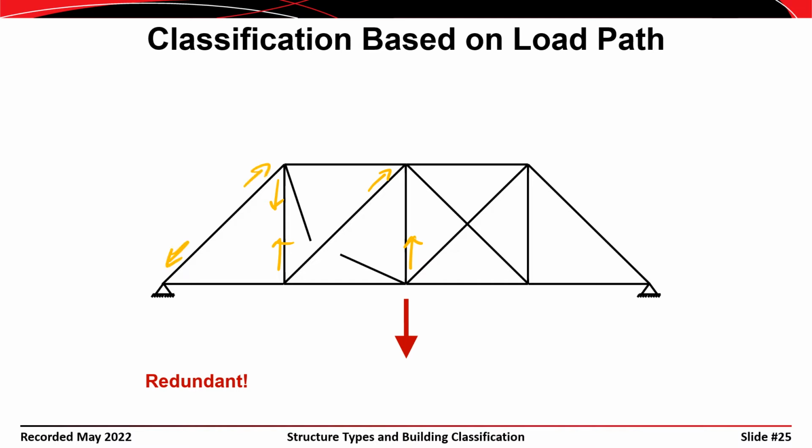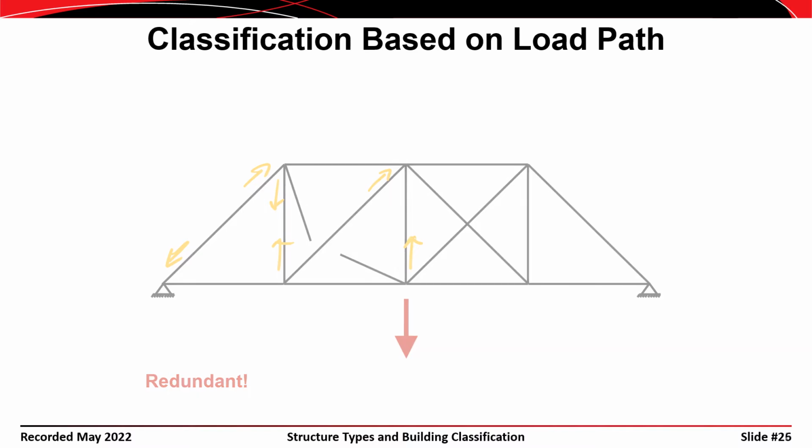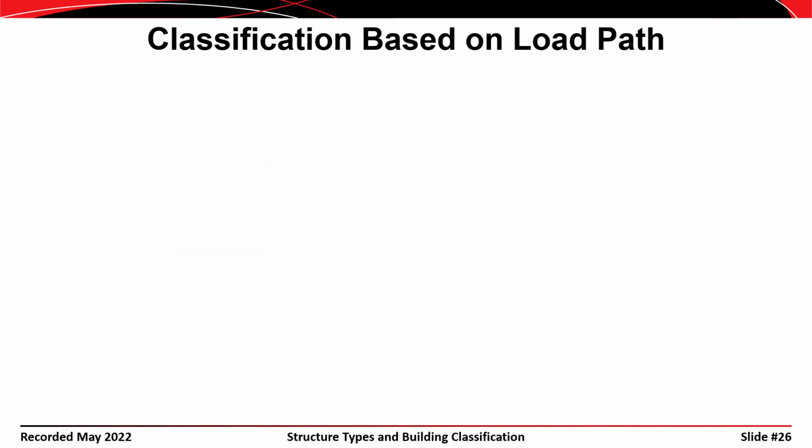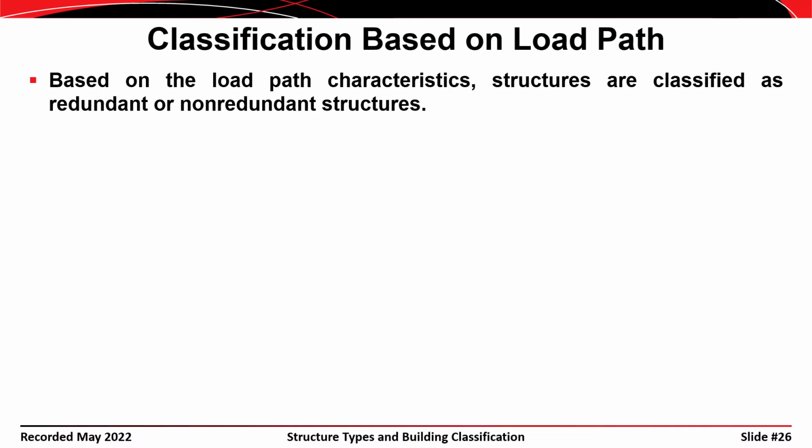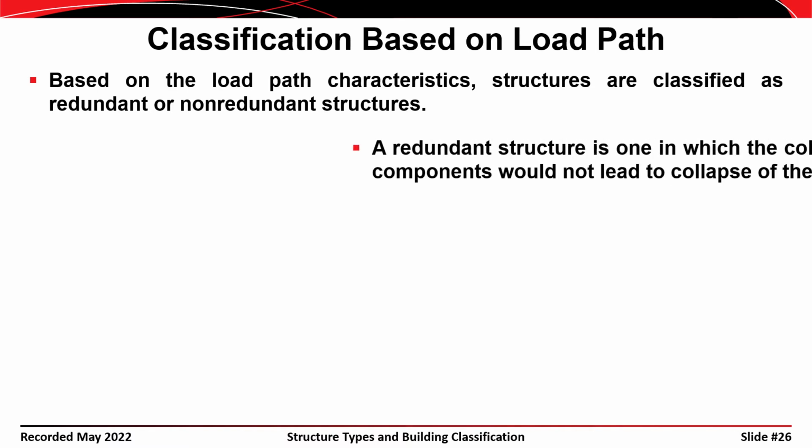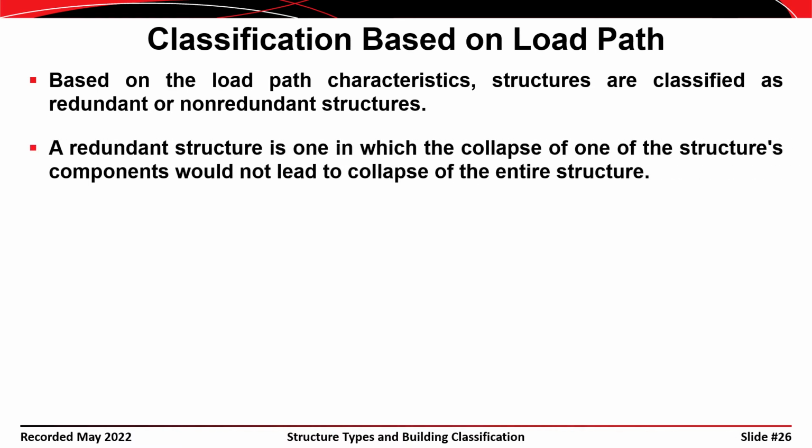So secondary load path. Okay, so we can classify structures based on their redundancy, whether they're redundant or non-redundant. So based on load path characteristics, structures can be classified as either redundant or non-redundant structures. A redundant structure is one in which the collapse of one of the structure's members would not lead to a collapse of the entire structure.